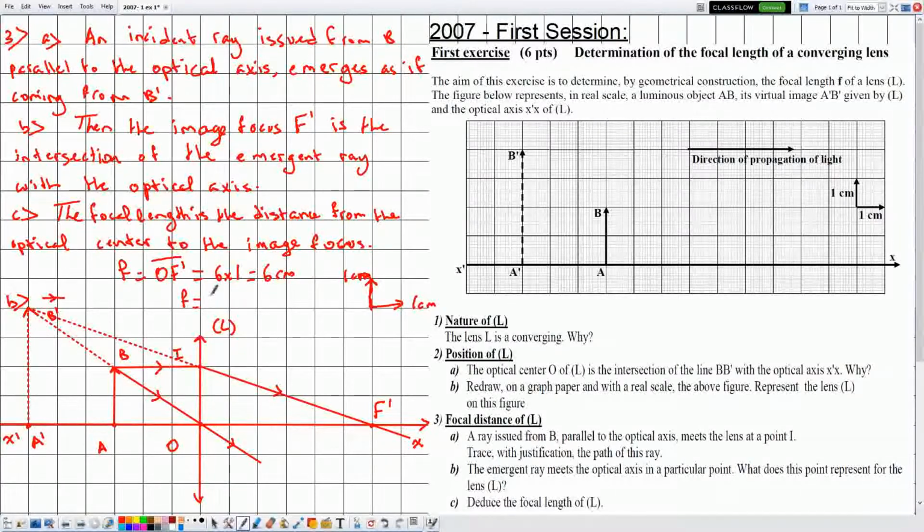And finally, it's a good habit to write our final answer in a box to make the task easier for the corrector. Notice our correct answer.